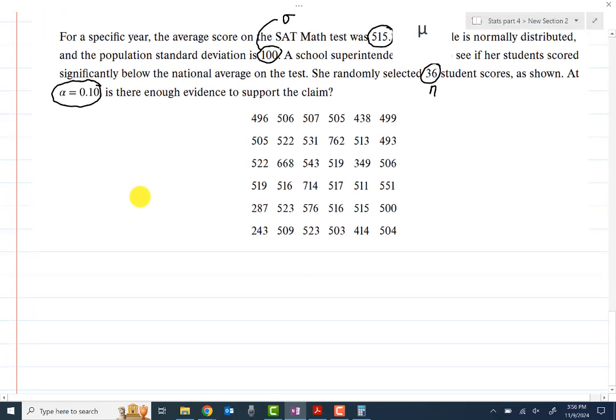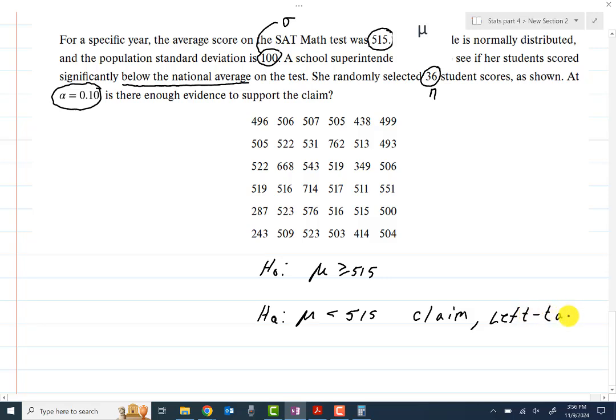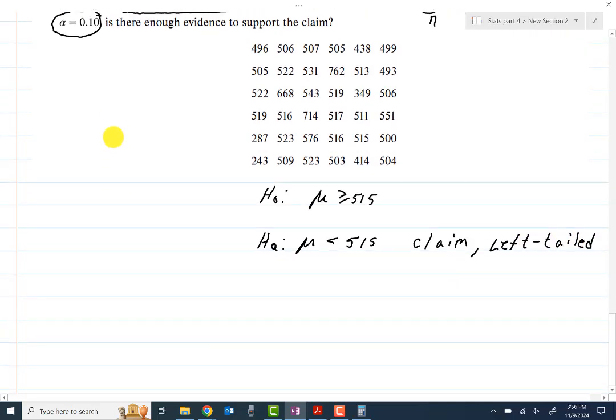So what they're suggesting here is H naught and HA. What is the claim that they are making here? A school superintendent wishes to see if her students scored below the national average. So we want mu less than 515, which was the national average. Up here, then we get greater than or equal to 515. So this here was the claim. It's also going to be a left-tailed test. And so let me draw a picture.